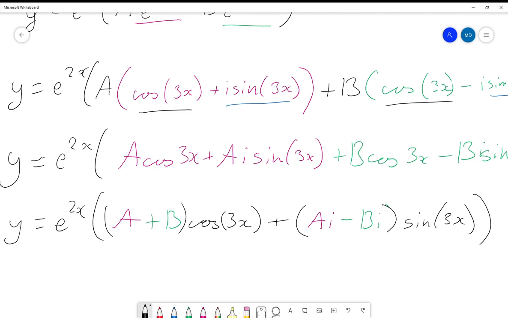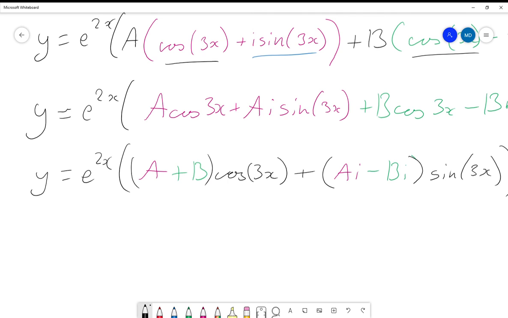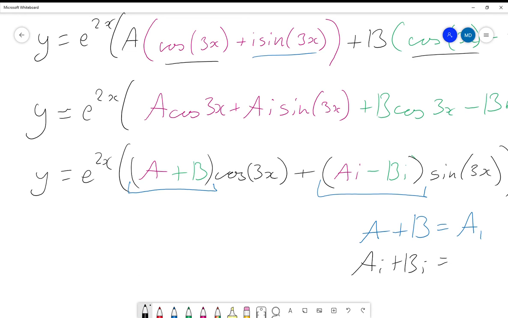Okay. And now at this point you might be going, wait a minute, how is that easier? How have we made anything easier at all? It seems like far more complicated. But actually, now at this point, I'm just going to take this and redefine them. A and B were arbitrary constants. Therefore, ai and bi are also just constants. So what I am going to do is call a plus b, A1, and I'm going to call ai minus bi, B1.